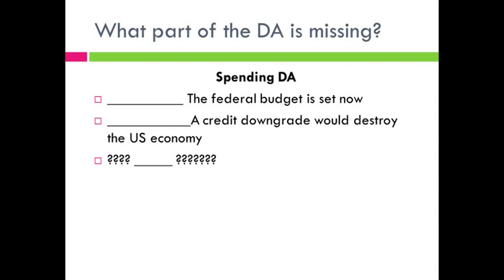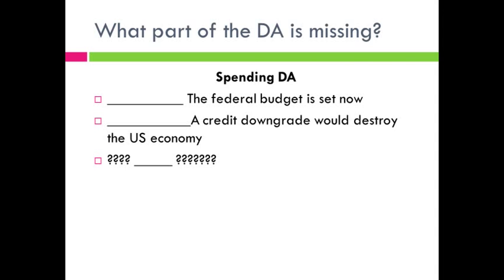So the federal budget is set now. So it's describing what's happening in the status quo, so therefore it's uniqueness. Great job. All right, the second part, a credit downgrade would destroy the U.S. economy, okay? So that sounds like a pretty bad thing that they're inferring the plan would cause, destroying the U.S. economy. So I'm going to say that's the impact, okay? So we have uniqueness, we have impact. What is the part of the DA that we're missing? The link. We're missing the link.